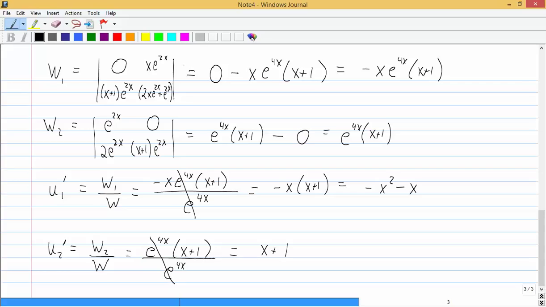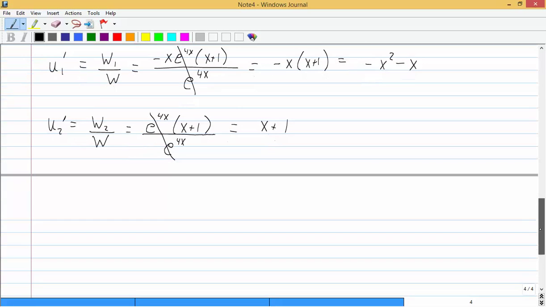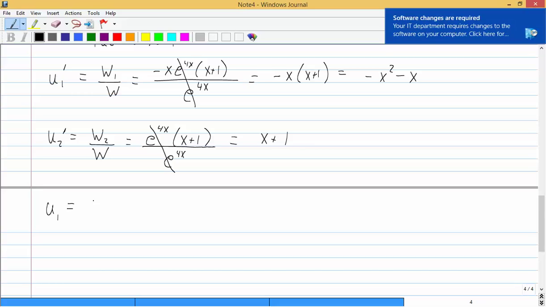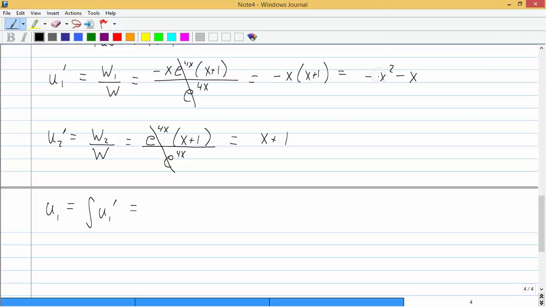Okay? And so from u sub 1 prime and u sub 2 prime, we can integrate those and get u sub 1 and u sub 2. So we have what u sub 1 prime is equal to. So u sub 1 is going to be the integral of u sub 1 prime, right? Which is going to be, integrate these two terms. You get negative x cubed over 3 minus x squared over 2. U sub 2 is going to be the integral of u sub 2 prime. So that's going to be x squared over 2 plus x. Sorry.